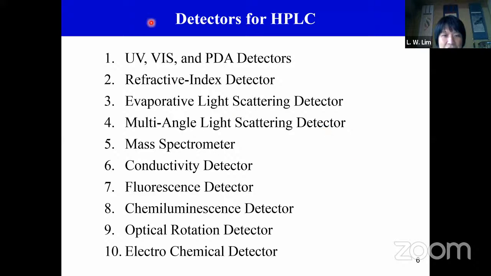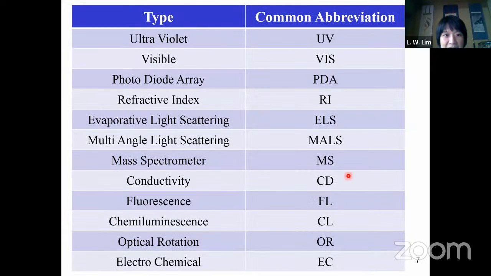Today I will introduce a bit about the first type, the UV-vis PDA detectors. But before that, I want to give you the common abbreviations. Maybe you already know them. UV, of course, is for ultraviolet, and vis means visible light.